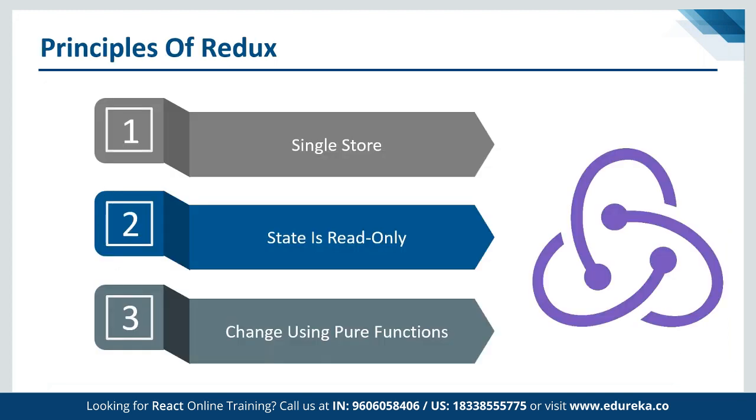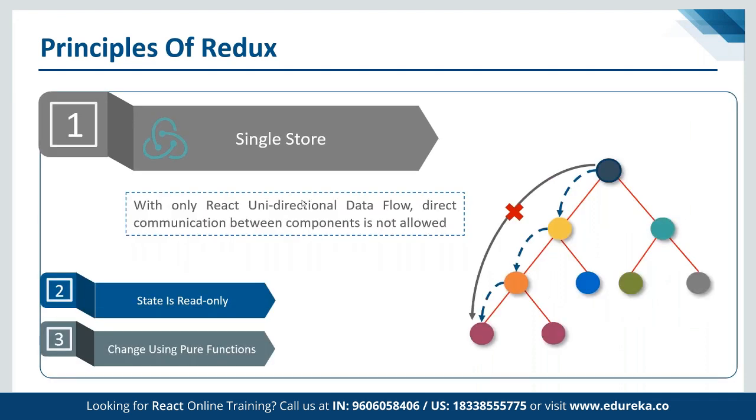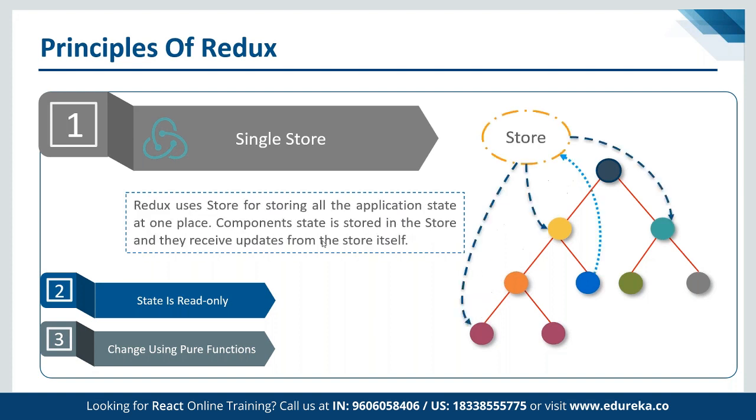Now, the main principles of Redux, and there are three of them. We have single source of truth, state is read-only, and then we have changes using pure functions. So if you talk about the single source of truth, the state of the entire application is stored in an object state tree within a single store. And a single state tree makes it easier to keep track of the changes over time and debug or inspect the application. So for a faster development cycle, it helps to persist the application state in development. And that's why, with React's unidirectional data flow, direct communication between components is not allowed.